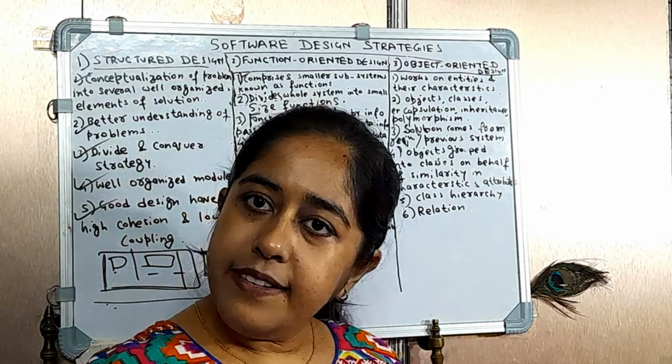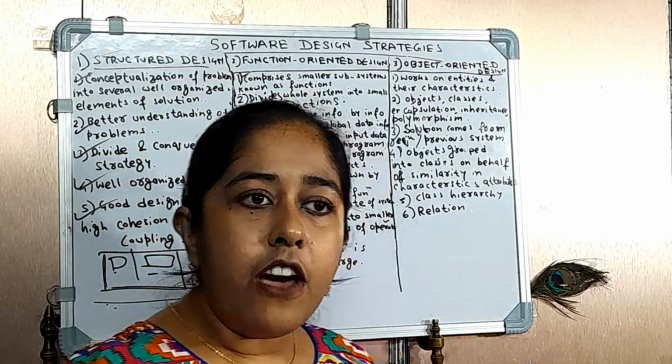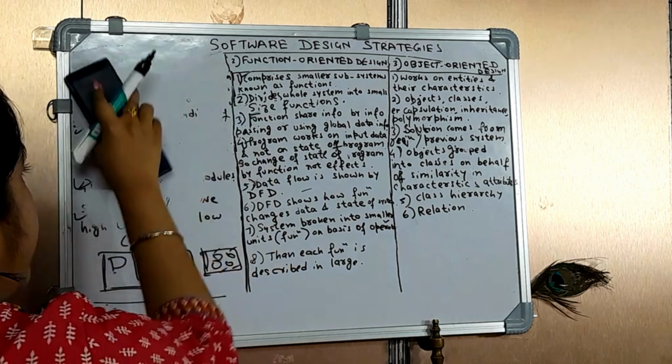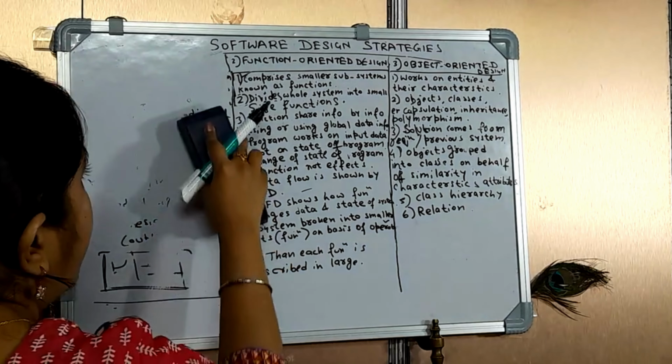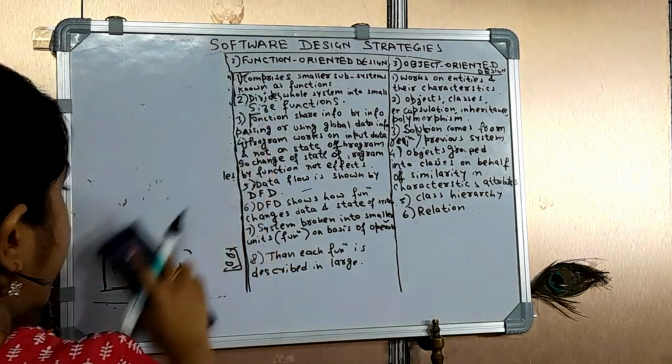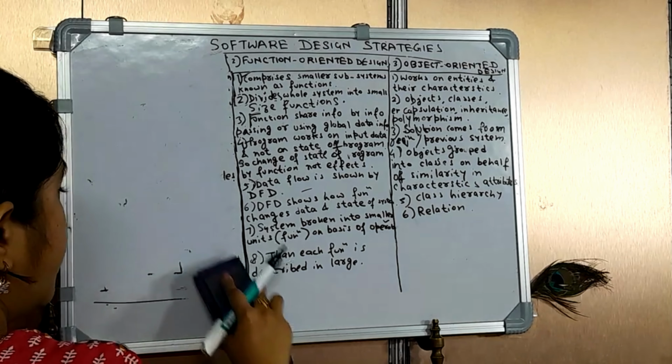These points should obviously be seen when you are working in the structured designing strategy. Now we have to see the next one, that is our function oriented designing strategy. This is the second one. So let's see one by one what the points are, so that we can easily know about function oriented designing.